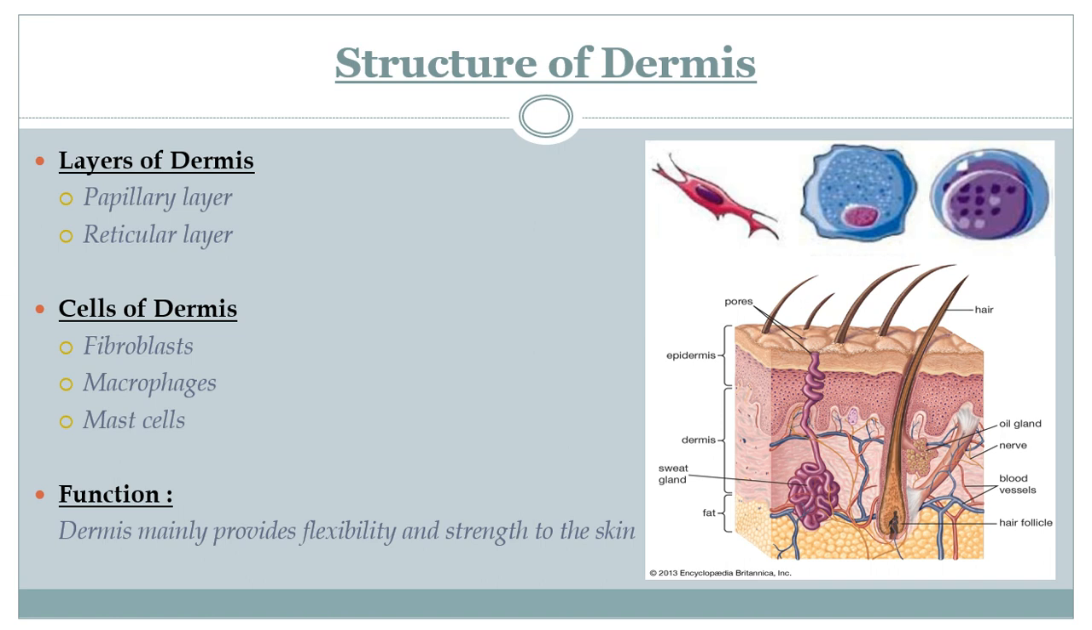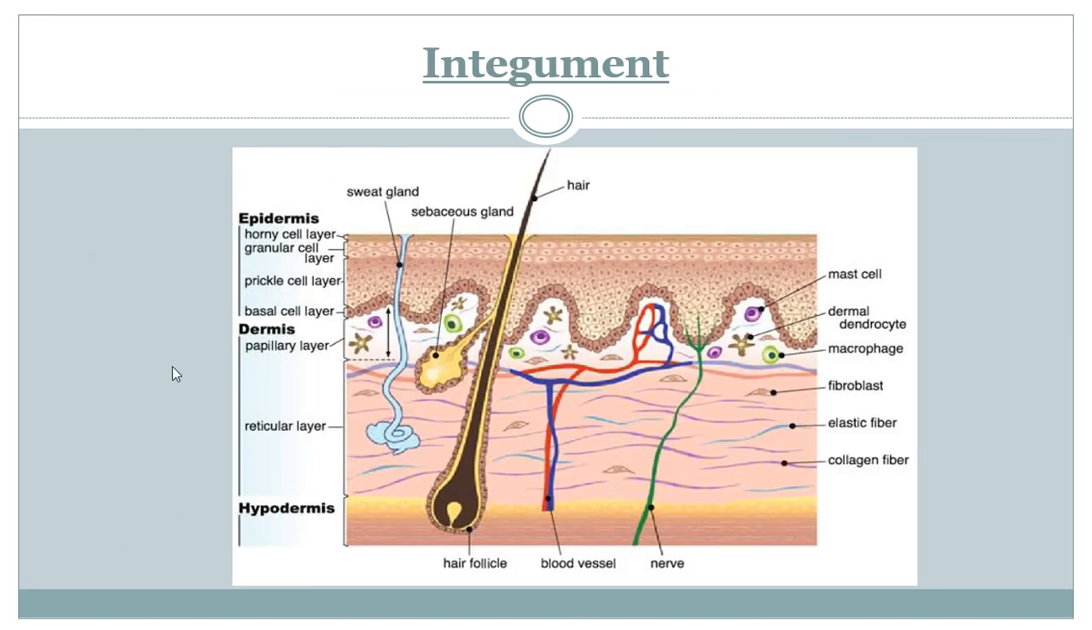So now, if you see this diagram, you will understand this is a summary of what I have said till now. There are two layers in integument. One is epidermis, the other one is dermis. Epidermis contains several layers: horny cell layer, granular cell layer, prickle cell layer and the basal cell layer. And the dermis contains two main layers. These are papillary layer and the reticular layer. You can see all the dermal cells are mostly present in the papillary layer, while the reticular layer contains different types of fibers.